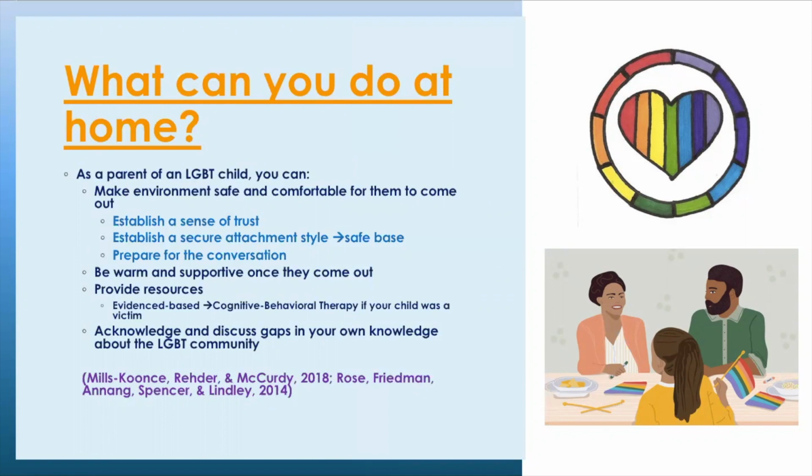For example, if your child has been a victim of bullying or trauma, you can recommend cognitive behavioral therapy to that child, which is actually supportive in helping the child identify and modify maladaptive thoughts, behaviors, and ideas that they may have, develop coping skills, create social support networks, and increase positive events in their life. Lastly, as a parent, you also have to acknowledge that you do not know everything. You may know some stuff about the LGBT community, but there's a lot of gaps that you have. So discuss those gaps with your child and educate both of you as you go.